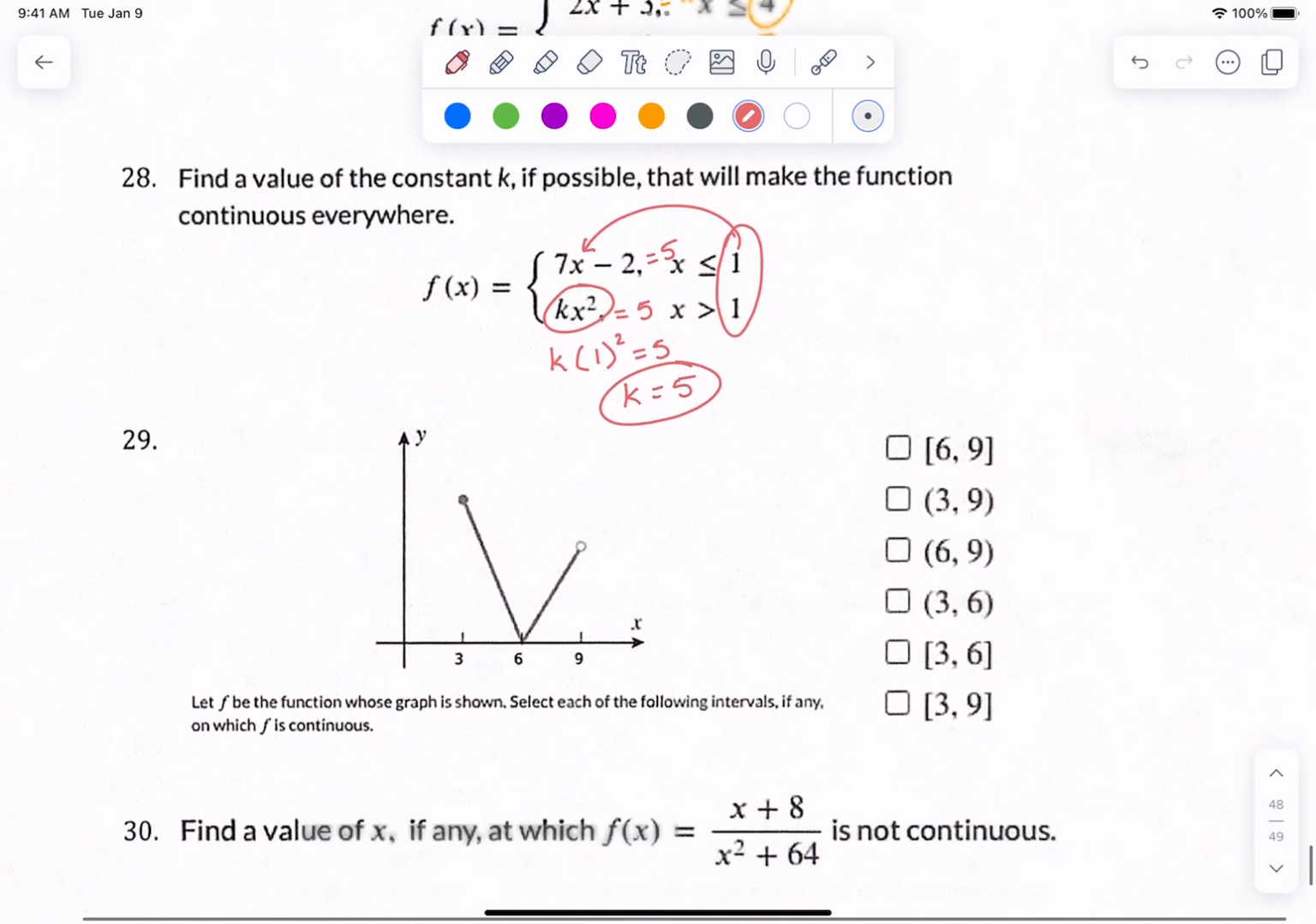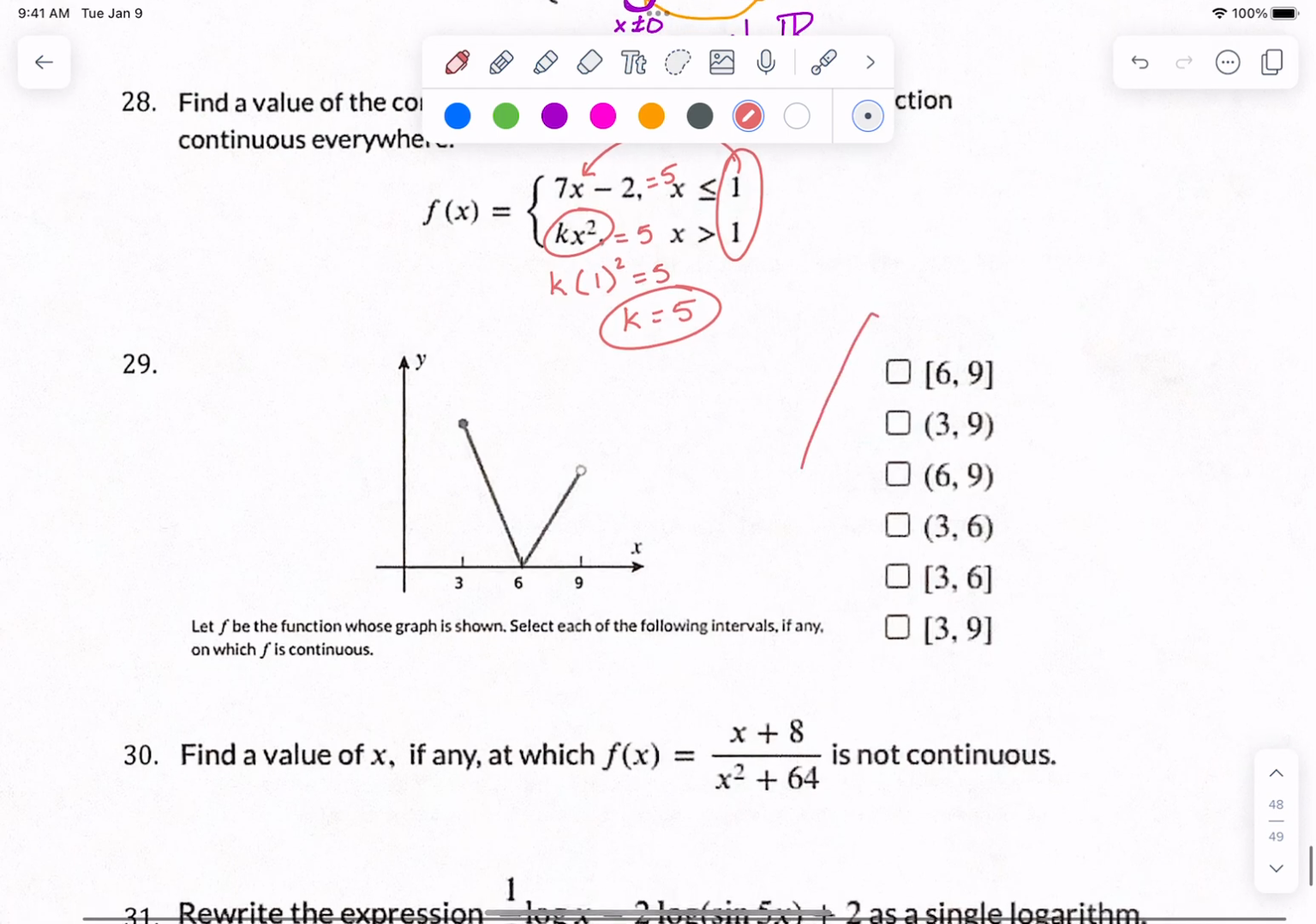Okay, I like this question. 29, here are your answer choices, and it can be more than one. Which one is bracket? Which one is parentheses? Brackets mean you have a hold on it. The parentheses means you don't have a hold on it. The bracket has an equal sign in it. A bracket is a closed circle, parentheses is an open circle. So brackets are included.